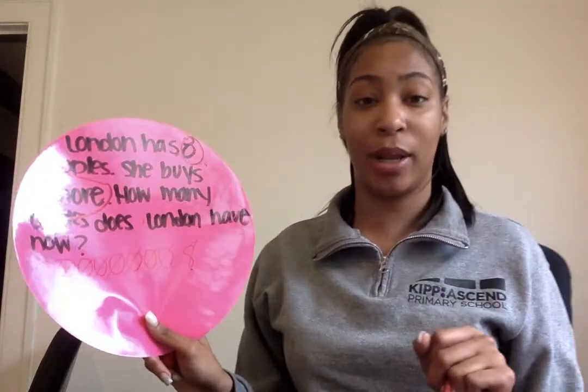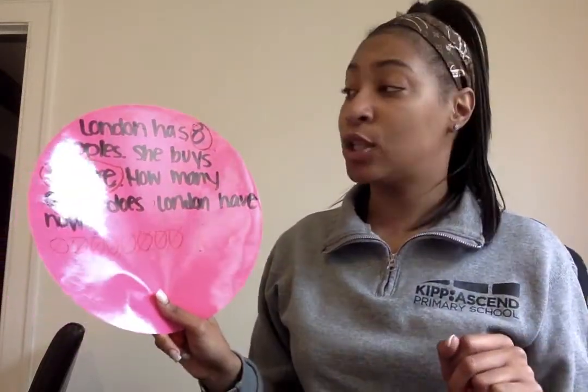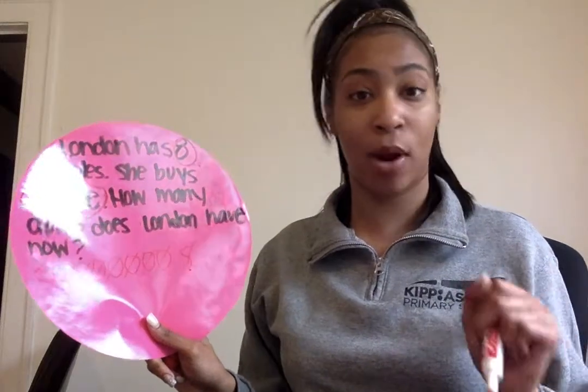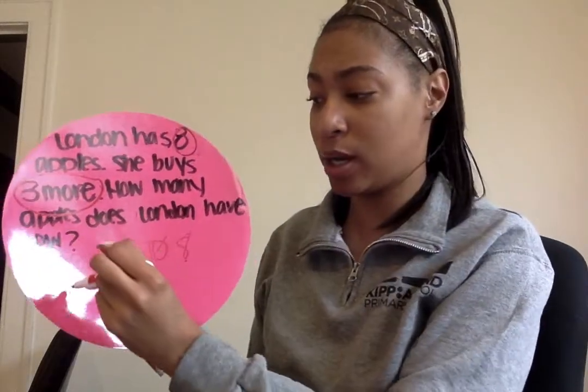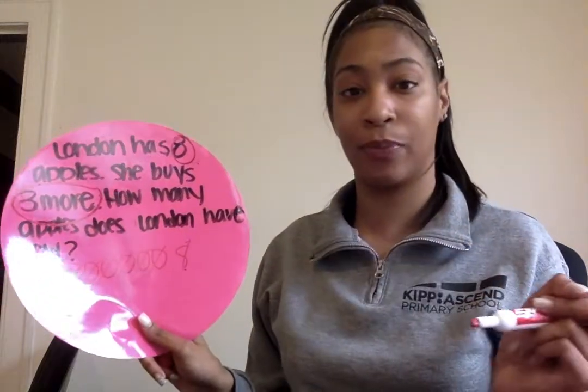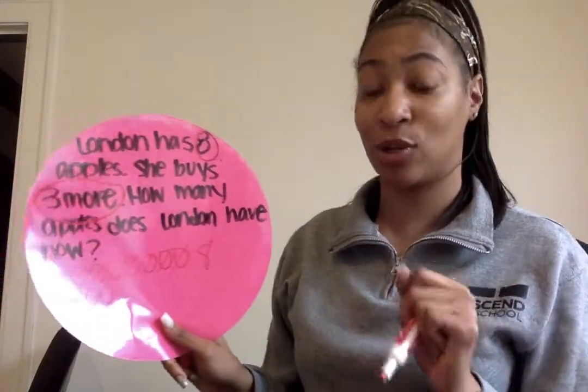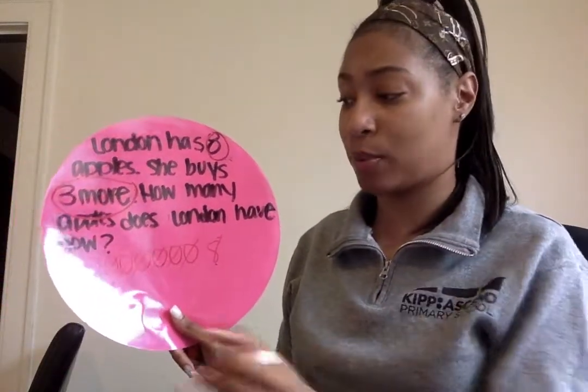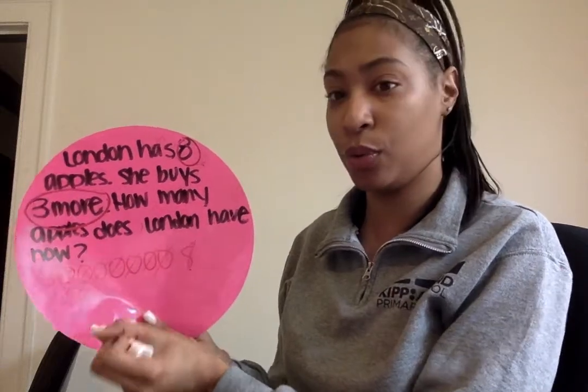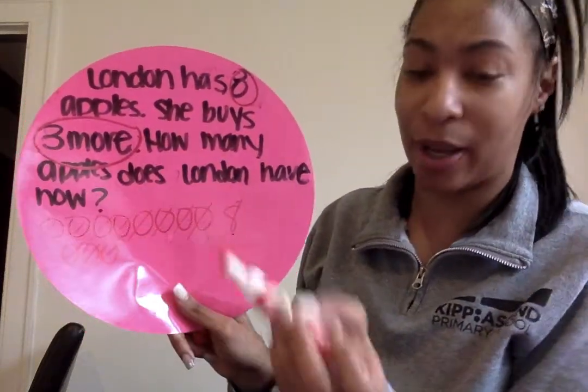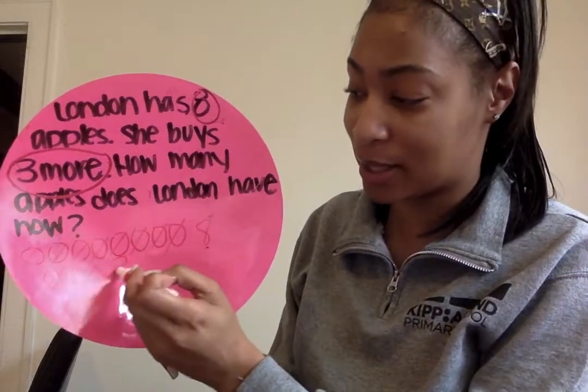Next, I know that she went and bought 3 more apples. So I'm going to draw 3 more apples. 1, 2, 3. Now let's recount and make sure that we've drawn 3 more apples. 1, 2, 3. And I'm going to write a number 3 next to my 3 apples so that I don't forget.